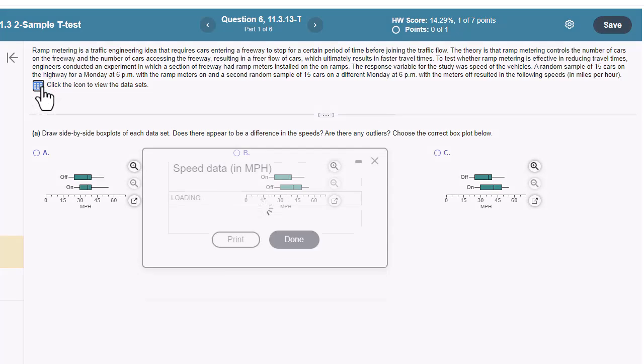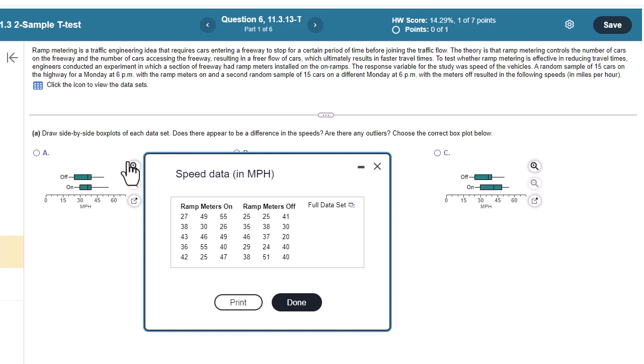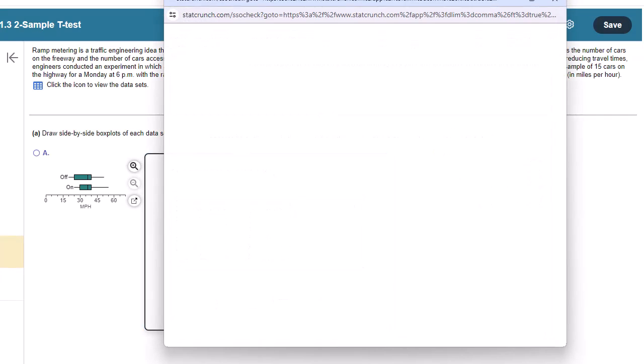So here is our data. Okay, so draw side-by-side box plots of each data set. Does there appear to be a difference in speeds? Are there any outliers?